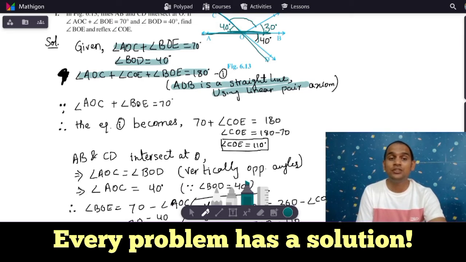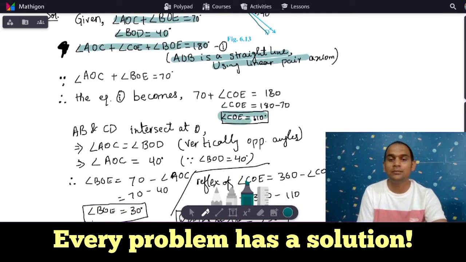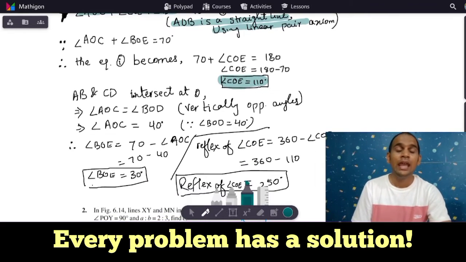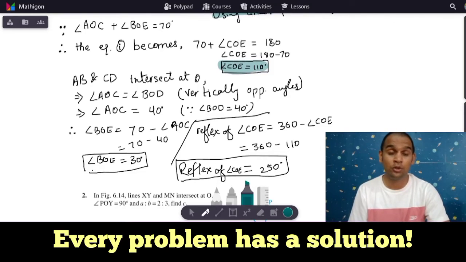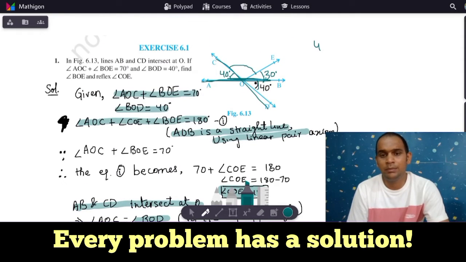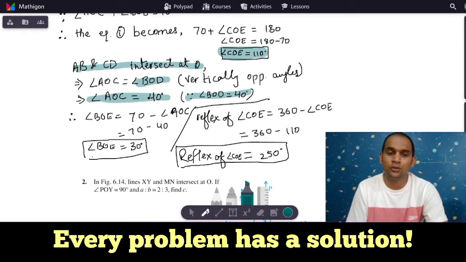Since AOC and BOE add up to 70 degrees, the equation becomes 70 plus angle COE equals 180. So angle COE will be 110 degrees. So we have found the angle COE. Then, as we talked about the vertically opposite angle, AB and CD intersect at O, so angle AOC equals angle BOD, which is vertically opposite angle. Since BOD is 40 degrees, this will also be equal, so that is how we get AOC also as 40 degrees.